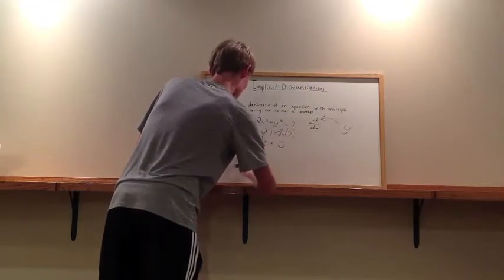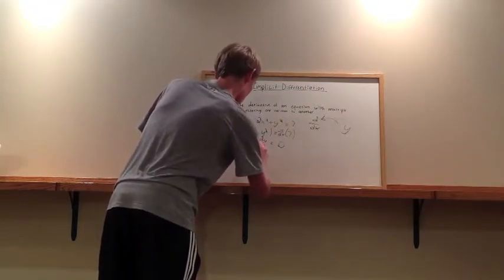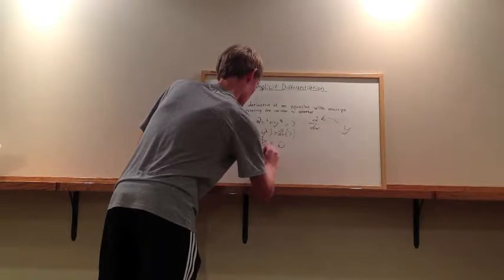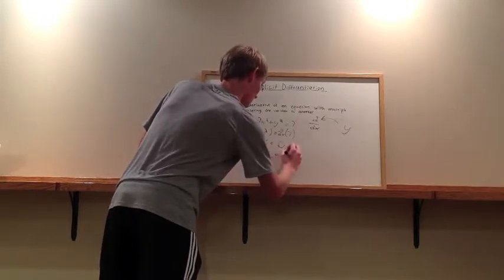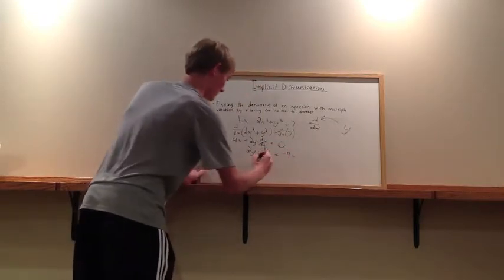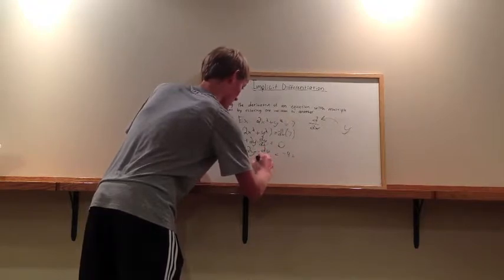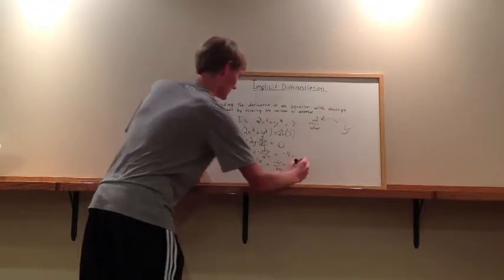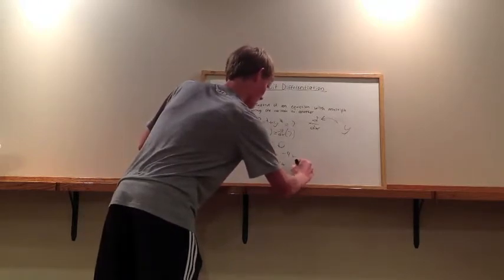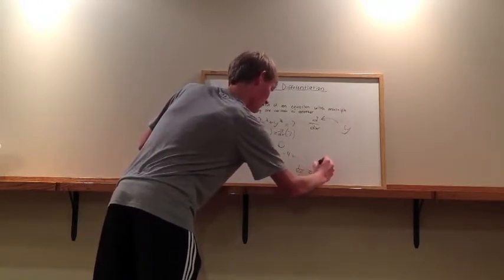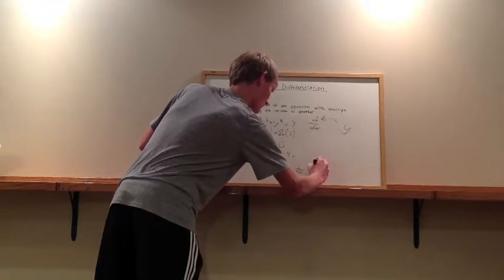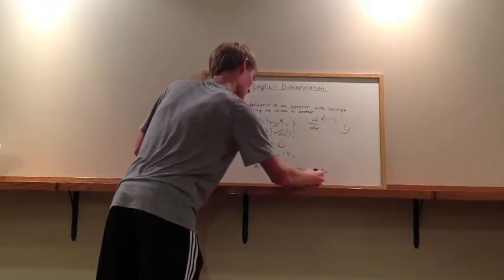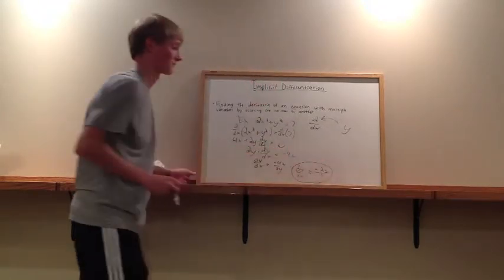So the first thing you do is subtract 4x from both sides. And then divide by 2y. And then simplify. And then there's your answer.